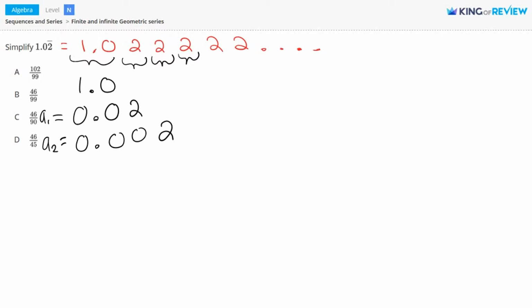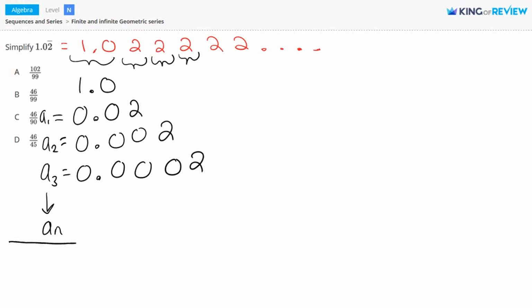Let's now represent this 2. This will be our third term. So A3 is equal to 0.0002. And this keeps going here until infinity, because this is an infinite geometric series. And what I want to do is add all of these up. So I'm going to get some number here for the sum.